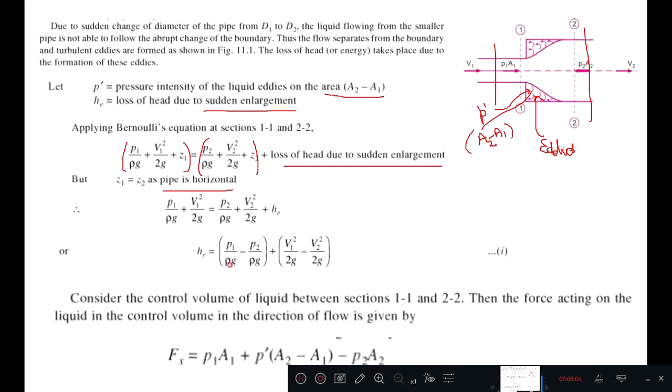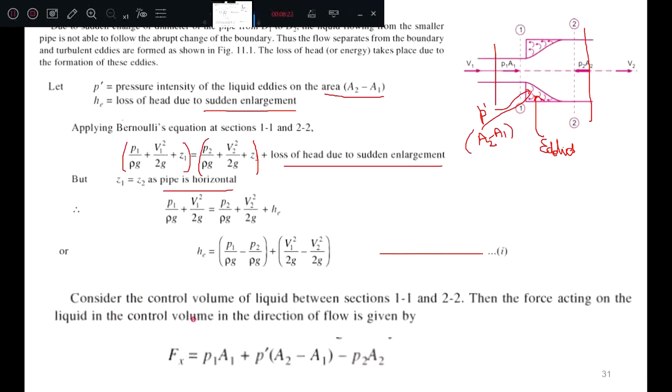Then if we rearrange the terms, we get the head loss due to expansion: P1 by rho g minus P2 by rho g is one term, and V1 square by 2g minus V2 square by 2g is the other term. Let us call this equation number 1. Now consider the control volume of the liquid between section 1-1 and 2-2. Whatever area we have considered for the study, let us call that the control volume of the liquid between section 1-1 and 2-2.